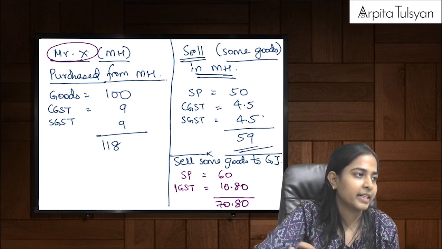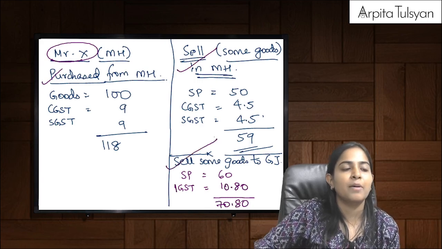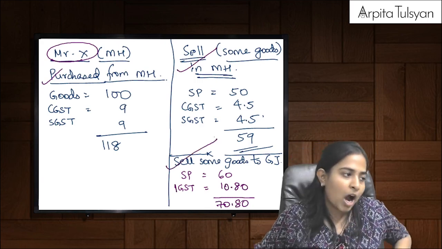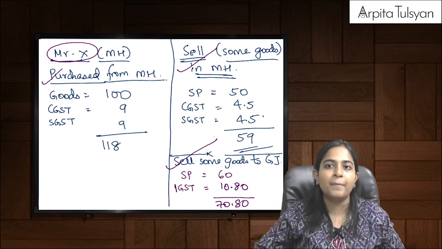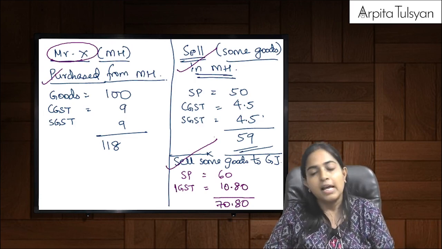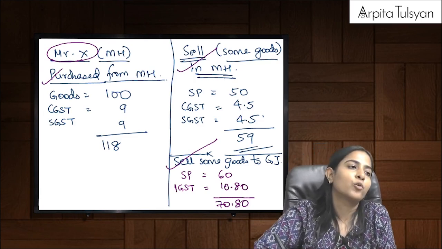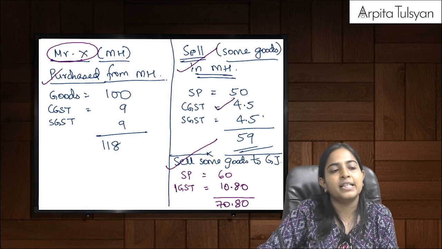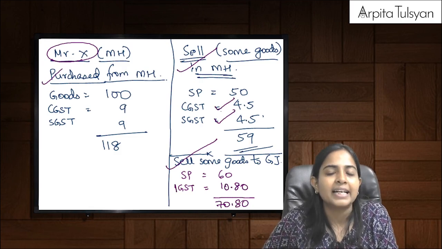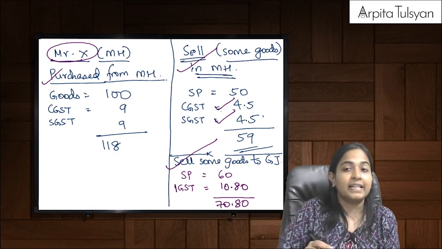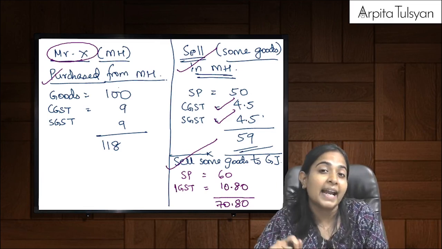Right. Now listen. Let's say I'm Mr. X. I have purchased these goods and then these have been sold in Maharashtra and some have been sold in Gujarat. Now, how much tax will be payable to the government? That is my question. Can we say tax is payable at the time of sale? So, I have sold goods in Maharashtra. At that time, CGST payable is 4.5, SGST payable is 4.5. Do I have the credit available with me? Yes, credit is always available at the time of purchases. Means at the time of purchase, I have already paid 9 and 9 rupees.